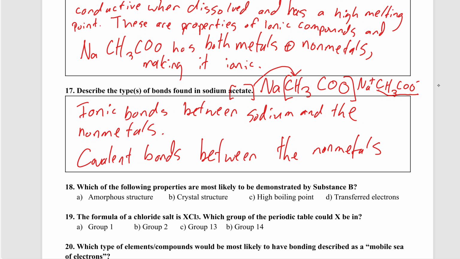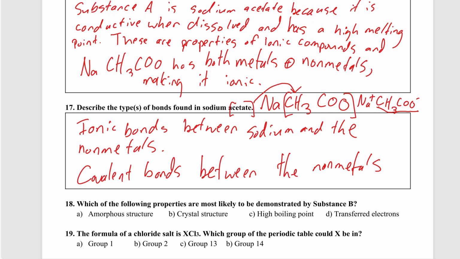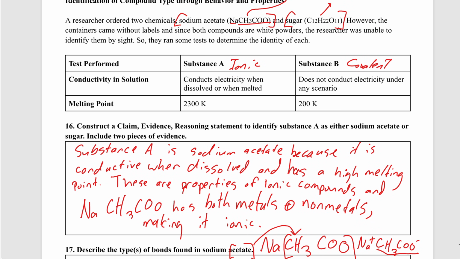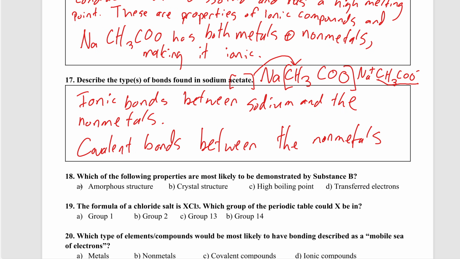Okay, which of the following properties are most likely to be demonstrated by substance B? All right, so substance B was covalent, right? So right off the bat, if you remember, covalent compounds have amorphous structures typically, which means that there is no regular repeating structure. A crystal structure is a regular repeating structure. That is something that ionic compounds have. High boiling points, that's what ionic compounds have. Transferred electrons, that's what ionic compounds have. This is the only covalent one.